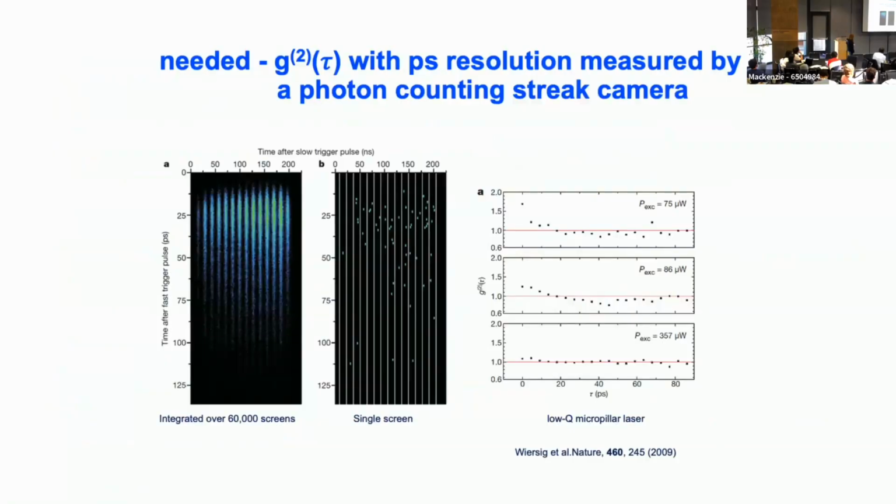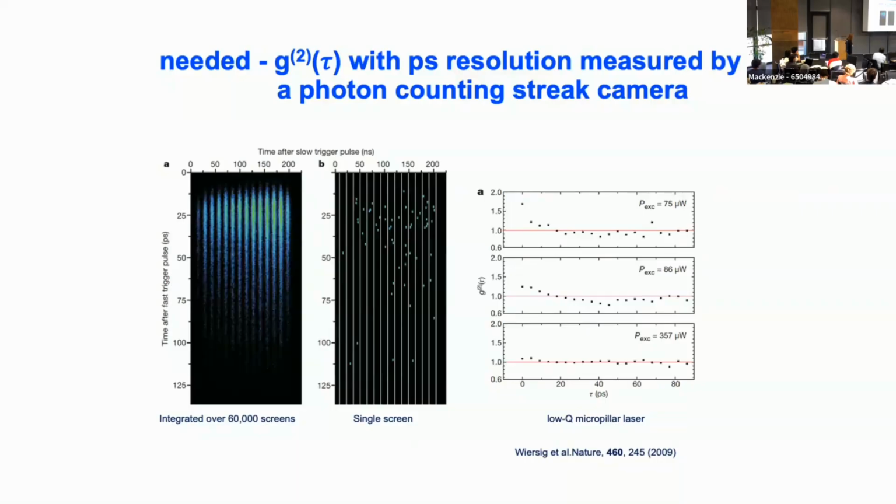So what do you need? You need to have some picosecond time resolution for the G2, and this could be done by a photon counting streak camera, and there's one on order, but it'll be a few months before we get to it. This is just an example from Birzig and collaborators in Germany. This is now a completely different setup, a solid state setup.